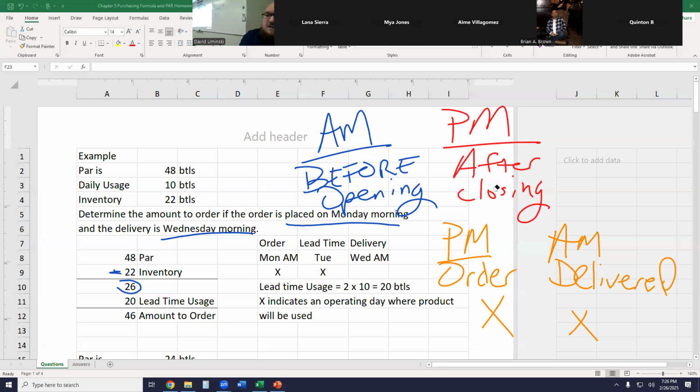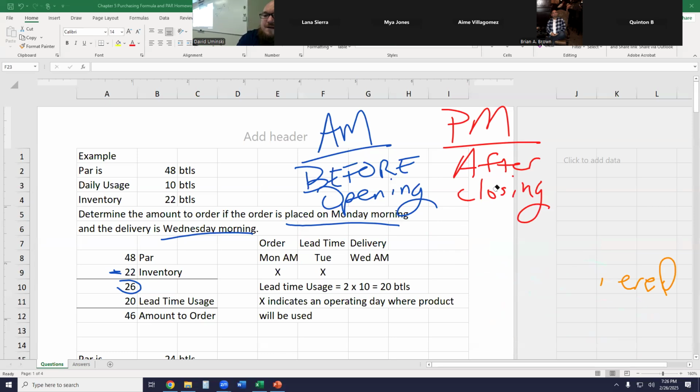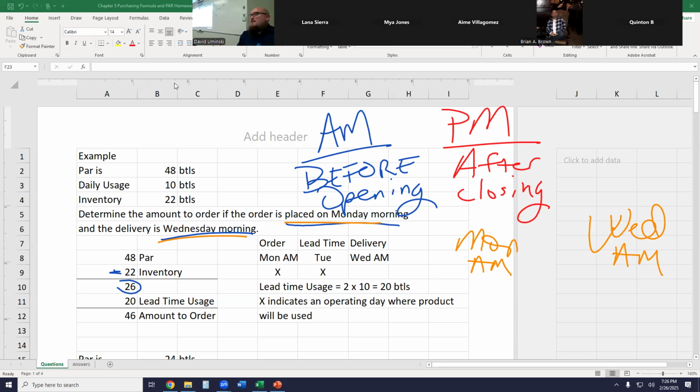Now, let's take a look at this actual problem here. I know it's written out for you, but this is what I would recommend that you do. We place the order on Monday morning, and then it's delivered on Wednesday morning. So when it's delivered on Wednesday morning, what's in between Monday and Wednesday? Tuesday. So let's add Tuesday in.